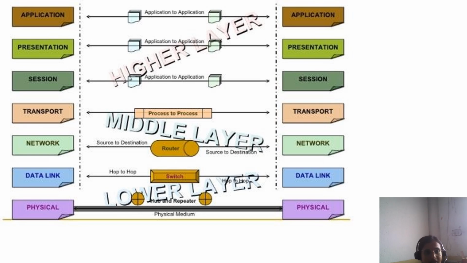And from this, we have a sender side and a receiver side. From the sender side, the data will be passed through the application, presentation, session, transport, network, data link layer, and physical layer. And when it reaches the receiver side, it will first reach the physical layer, and then the data will be passed to the data link layer, then the network layer, then the transport layer, then the session layer, then the presentation layer, and at last the application layer.